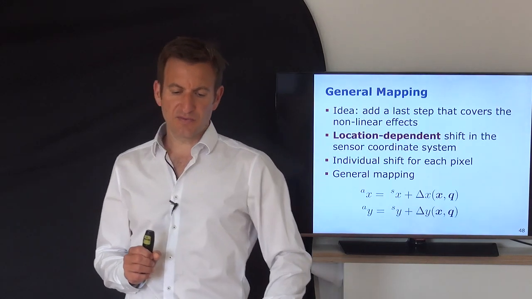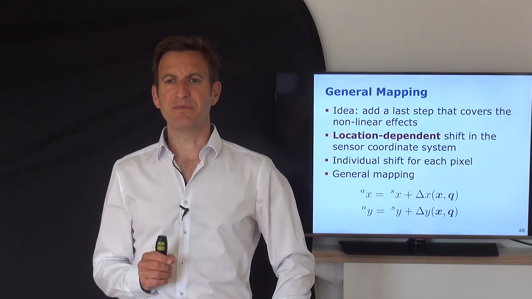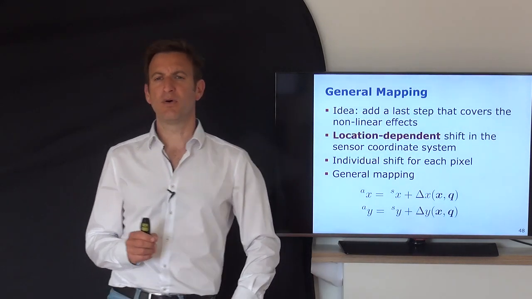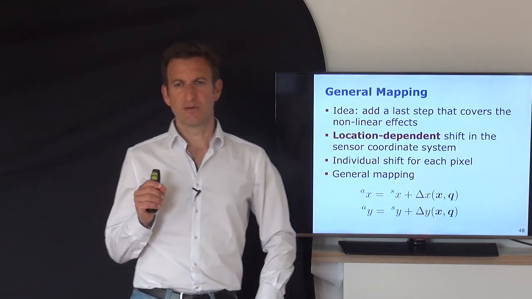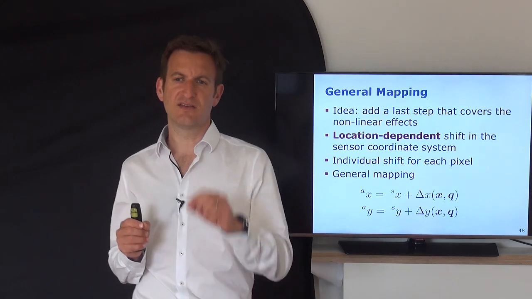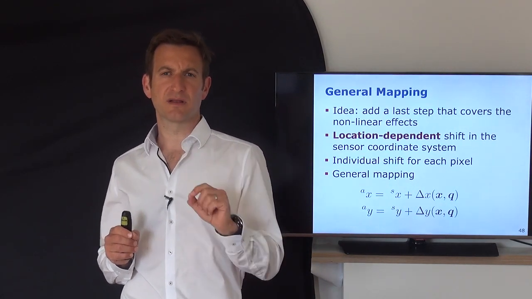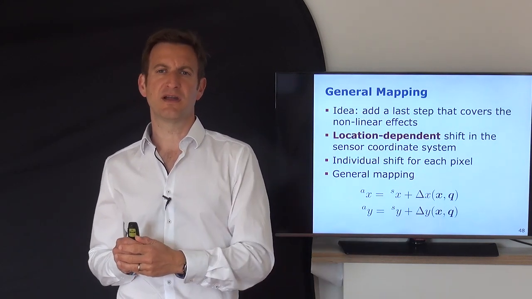Okay, so the thing is, how do we do this? We do this with a general mapping where we update the x-coordinate and the y-coordinate of a point with a location-dependent shift. This location-dependent shift means that every pixel will get shifted a little bit in the x and y direction to compensate for the nonlinear errors.